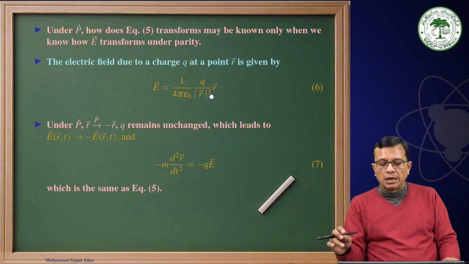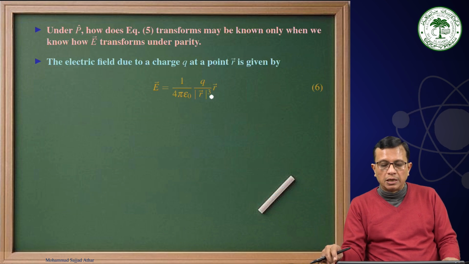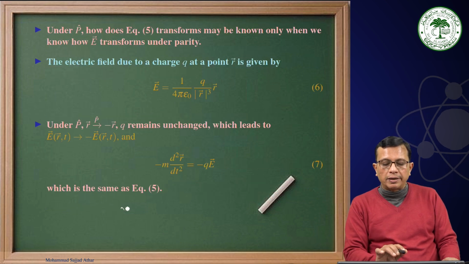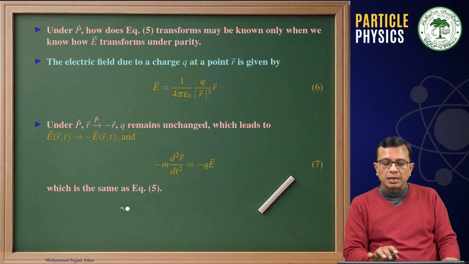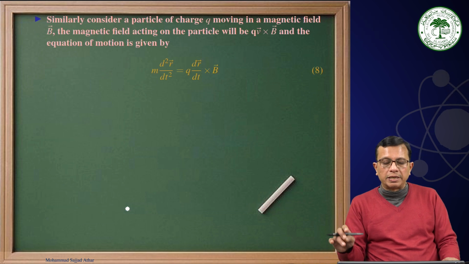Now, notice in the previous case, we had m d squared r by dt squared is equal to qE. Now, when we are operating by the parity operator, E changes to minus E, and that is why the equation of motion remains unchanged when you change r to minus r. Therefore, the electrostatic force is invariant under the parity operation.